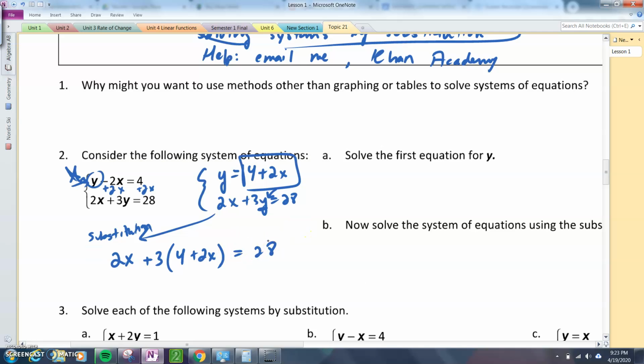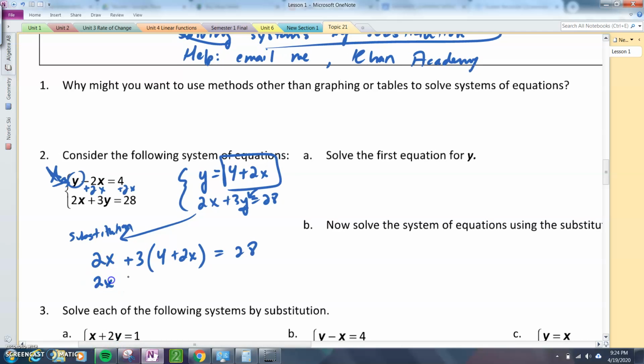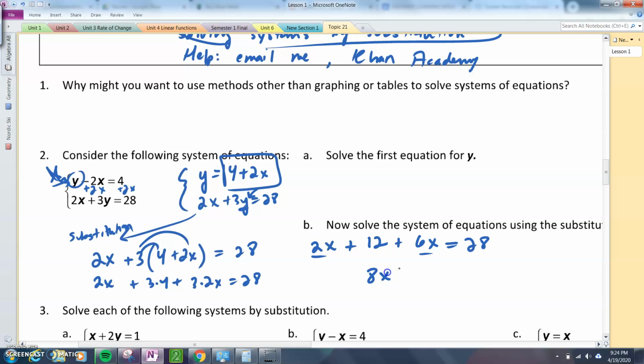And now I'm going to clean it up. So I'm going to use my distributive property here. I got 3 times 4 plus 3 times 2x still equals 28. Now let's clean it up even more. Now I got 2x plus 3 times 4 is 12. 3 times 2 times x is 6x equals 28. And now we go to that thing of combining your like terms. 2x and 6x, that's 8x plus 12 equals 28.